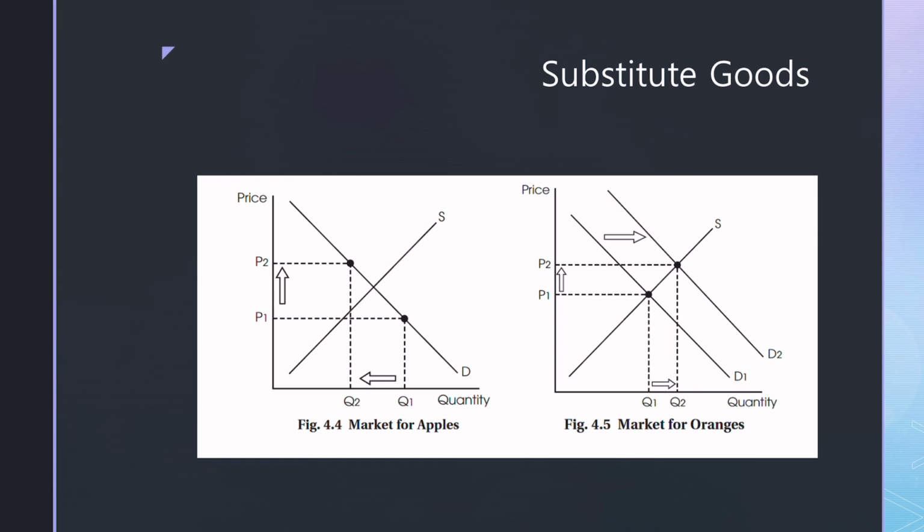So if you see here, we have the market for apples and the market for oranges. And you should look at the market for apples first. If you look at the graph, the movement along the price is P1 to P2, and the price is getting more expensive. And if you look at the market for oranges, which is the substitute, the demand increases, which means that when one good's price increases, the substitute's demand increases.